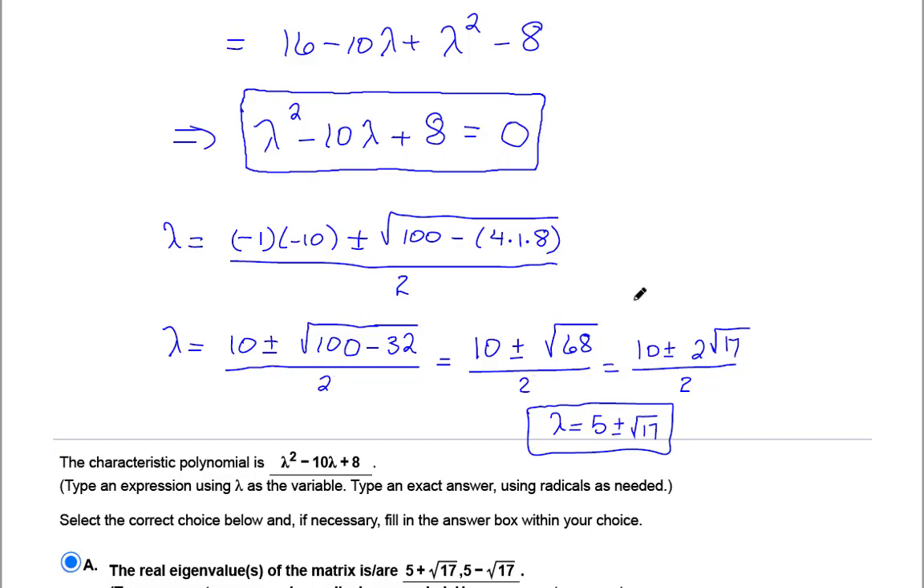68 is writable as 4 times 17. Square root of 4 gives me the 2, and then split it up. 10 over 2 is 5. The 2 over 2 cancels, and so I get 5 plus or minus the square root of 17.